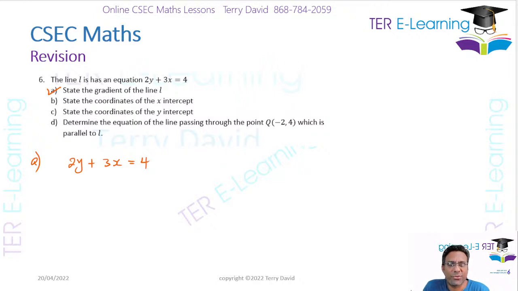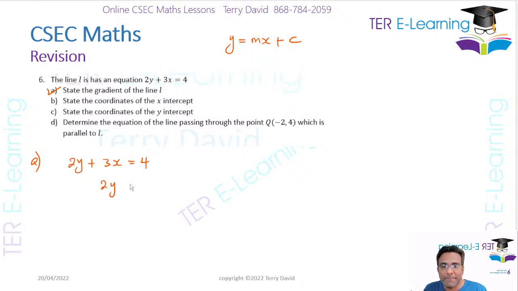Some people are saying 3, some people are saying 3 over 2. Now here's something you have to remember. In order for me to determine the gradient, given the equation, it has to be written in this format before I can see that. That equation as it is is not written in that format, so I need to rearrange it first before I can determine the gradient.